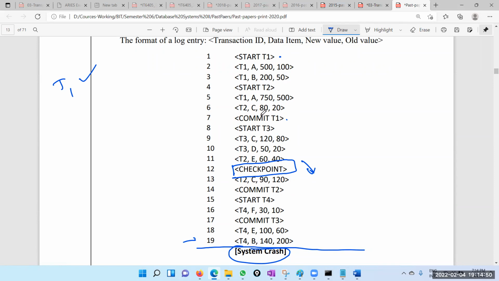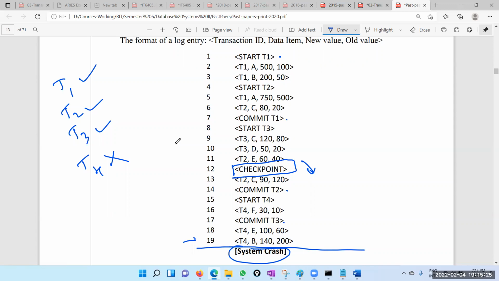Transaction 2. So start transaction 2. It is committed, so transaction 2 is also okay. Transaction 3 is also committed. So transaction 4, you start transaction 4, but it has not committed. So that means transaction 4 is not committed, but the other 3 transactions are committed.